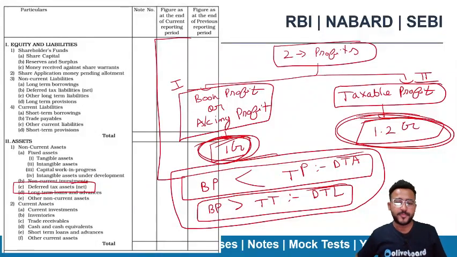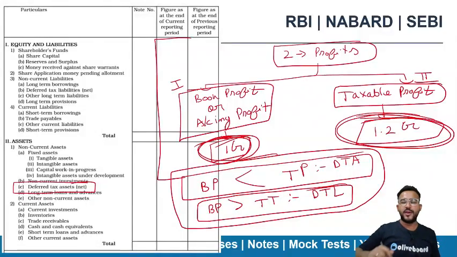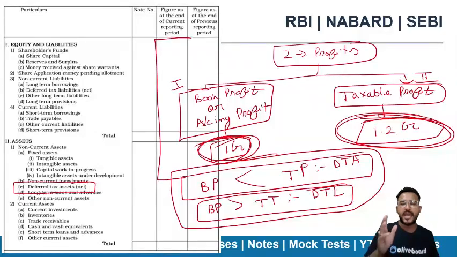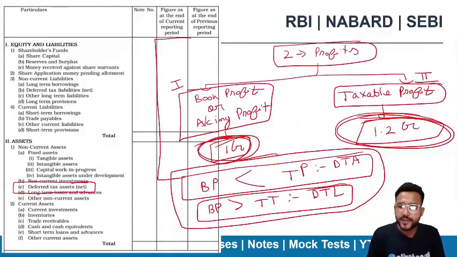But you need to be aware of why there are two kinds of profits, because one profit you will be computing for your accounting purpose and another profit you will be computing for your taxation purpose. That gives rise to this difference. And in order to account for this difference, we use terminologies like deferred tax asset and deferred tax liabilities. Okay. So deferred tax asset will arise only when book profit is less than taxable profit.